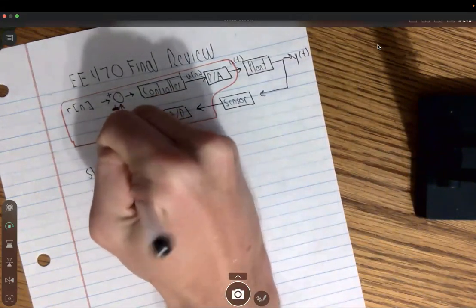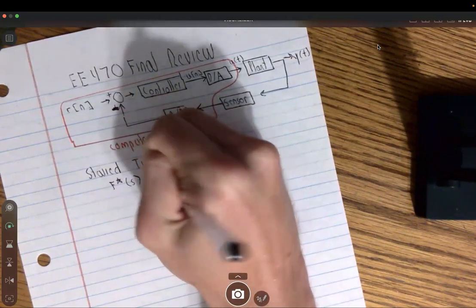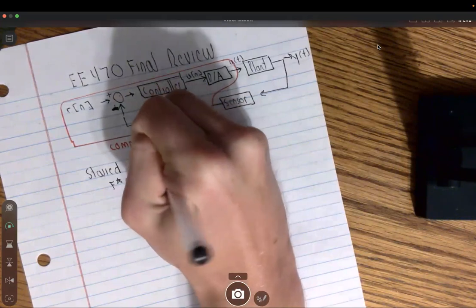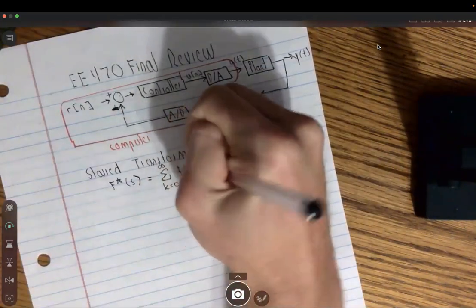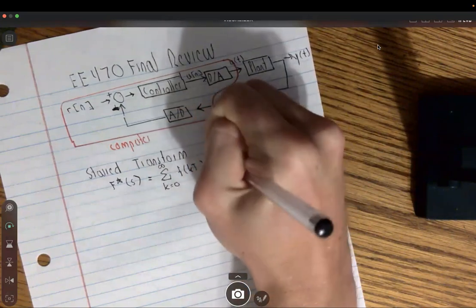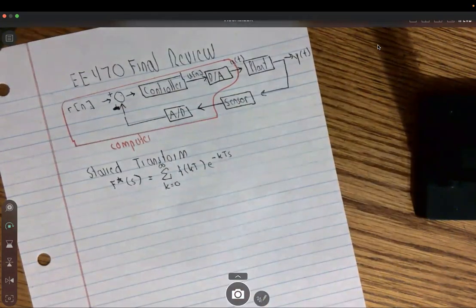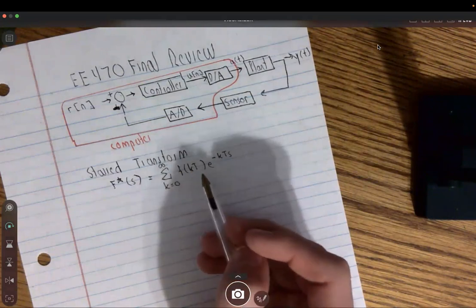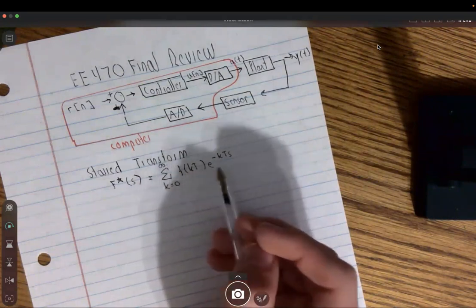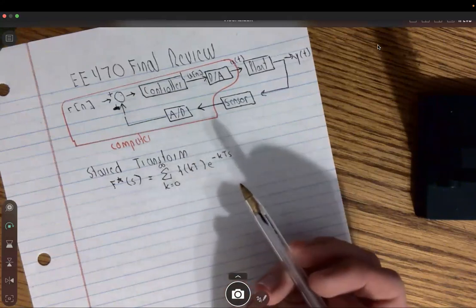It says F star of s is equal to the summation from 0 to infinity of f of kT e to the negative kTs. What you're going to notice is you're going from 0 to infinity, so how many points you have along here. You're going to have infinite points of your waveform.